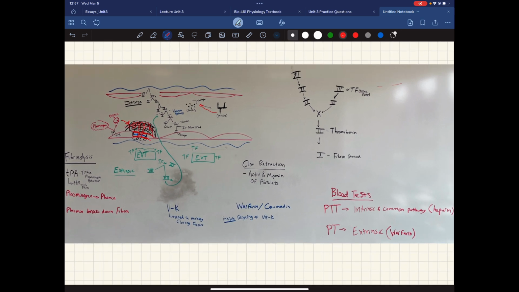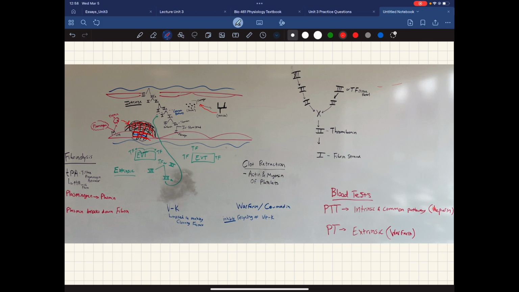And then another one is heparin. Heparin is a drug that's used more for the intrinsic pathway. This is more for the extrinsic. Heparin is a medicine that's been given for the intrinsic pathway, and that will also decrease the ability for the blood to clot through the intrinsic pathway. But there are tests that can be done. They're blood tests. One's the PTT, one's the PT. The PTT is for the intrinsic and the common pathway, and again, that's for heparin.